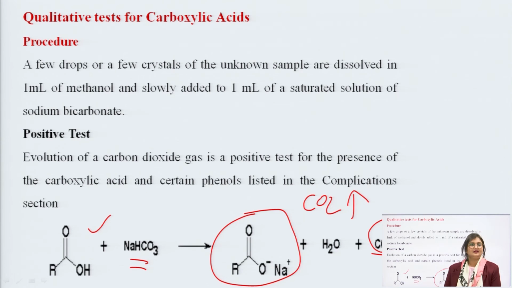This carbon dioxide leads to the production of effervescence. Hence, we can confirm that our sample is an acid. Evolution of carbon dioxide gas is a positive test for the presence of carboxylic acids. This test is also shown by a few phenolic compounds. So, this is one of the identification tests for carboxylic acid, the evolution of carbon dioxide gas.